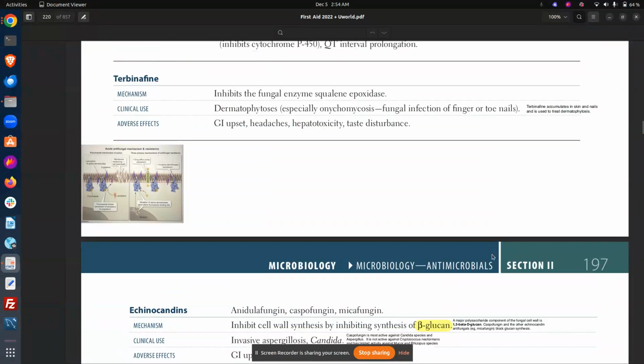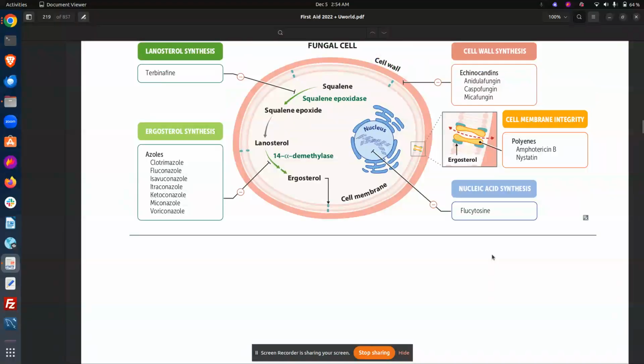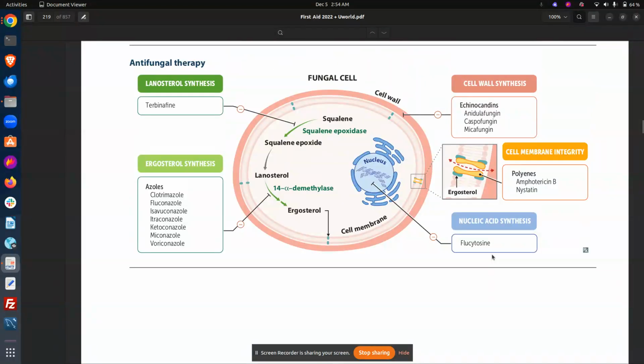So this is all about antifungals. This diagram is very high yield.